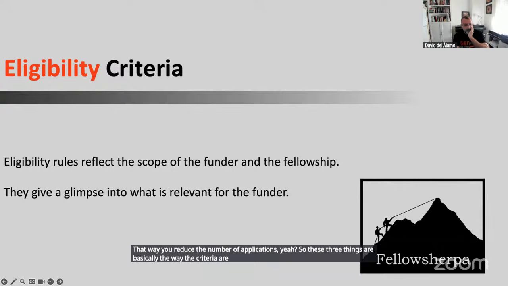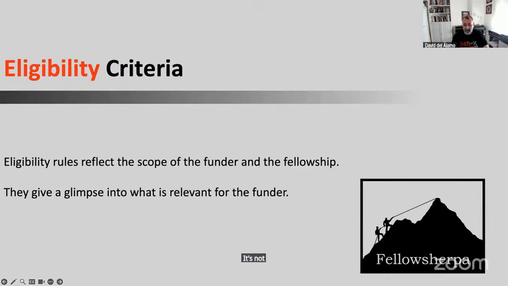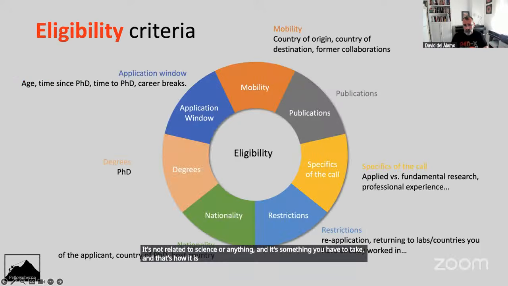set up. That means also that some of them are not logical at all. They're, as I mentioned, arbitrary. They're based on the particularities of the funder. It's not related to science or anything, and it's something you have to take, and that's how it is. So this is normally how we represent eligibility rules. These are the different aspects that are taken into consideration when looking at eligibility.